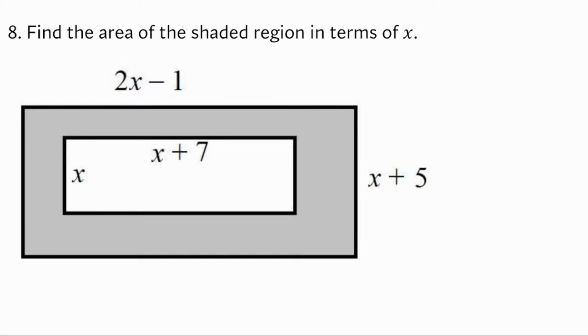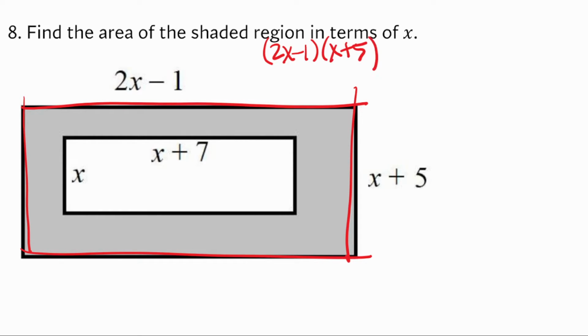Alright, for the area of the shaded region, we're going to find the area of the outside rectangle. It would be 2x minus 1 multiplied by x plus 5. And then we're going to subtract the area of the interior rectangle. So that'll be 2x squared plus 10x. And then I'll distribute over the negative 1, so it'll be negative 1x minus 5.